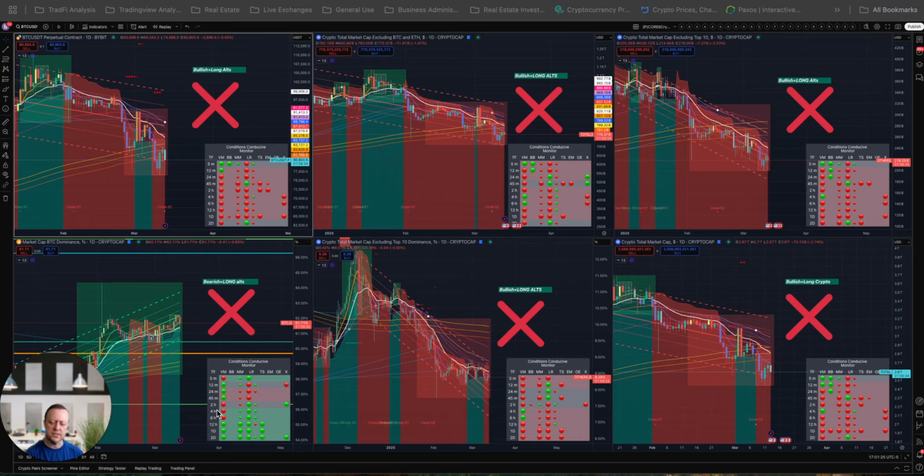There may be some alts that are set up differently from others. We have flex charts for that. We have alt scanners for that. But as a whole, I have to know that even if I find an alt that is worthy of longing for some reason, that it's going against what's happening in the macro environment with everything from Bitcoin to all of the rest of these metrics, right?